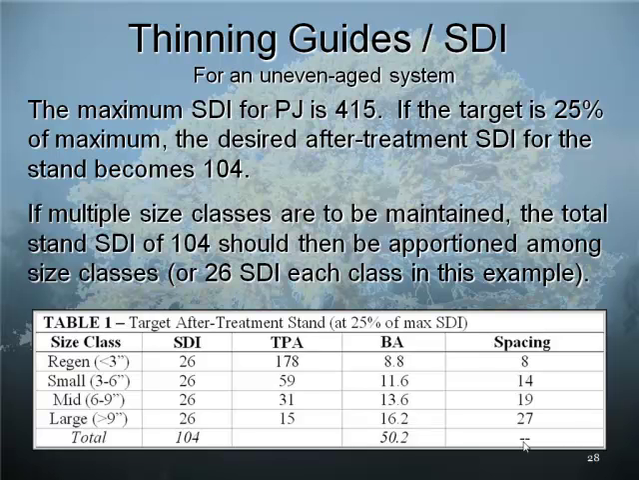For example, if you target SDI after thinning to be 25% of max, then here's what your stand may look like if it's apportioned out in 4 different size classes. You've got a max SDI of 26 in each size class. More trees in the small ones, progressively fewer trees as you get larger. And then we've got basal area and spacing between trees here.